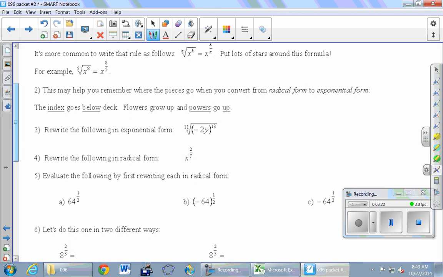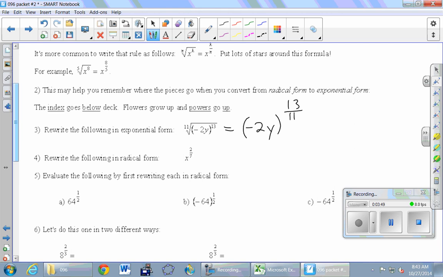So let's try number 3. Here we go. Flowers grow up, powers go up. Okay, so we take negative 2y. It was in parentheses before. It needs to be in parentheses now. And the choices are either 11 over 13 or 13 over 11. Which one is it? 13 over 11. That's it, right? There's only one way to get this wrong. That's to flip the thing over. So just have to know where the pieces go.